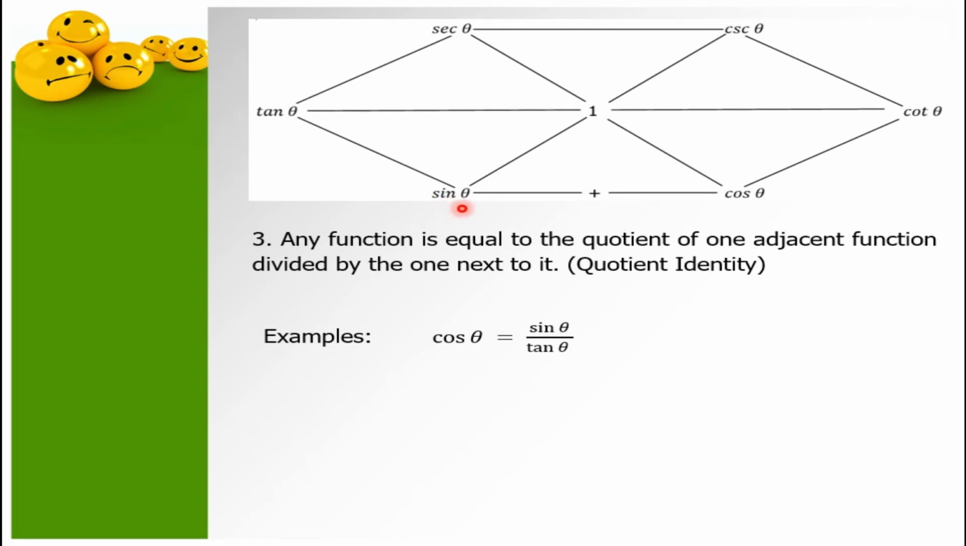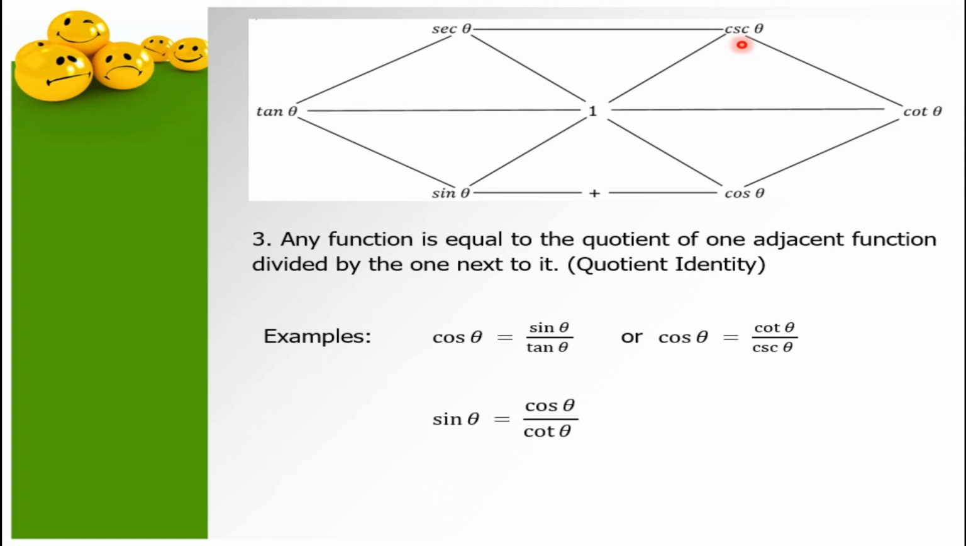So, sine theta, ano po yung next na function sa sine theta? Tangent theta. Ibig sabihin, by using this statement, cosine theta is equal to sine theta over tangent theta. Or, kung gagamitin natin yung adjacent na function to the right of cosine theta, we can say that cosine theta is equal to cotangent theta divided by the next function. The function next to it is cosecant theta, or cosine theta equals cotangent theta over cosecant theta.